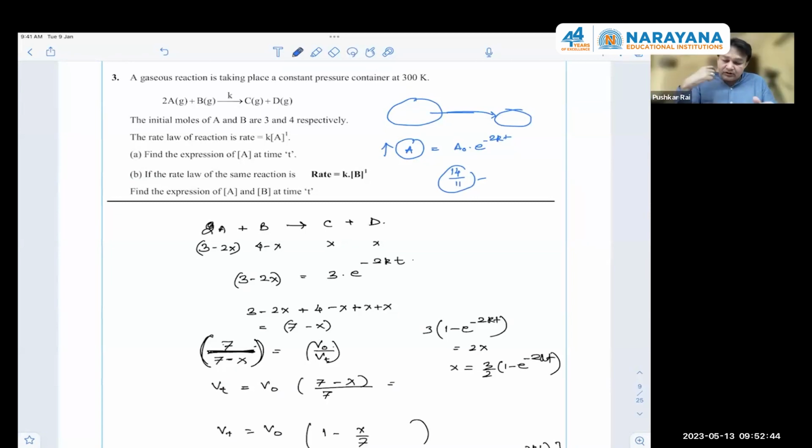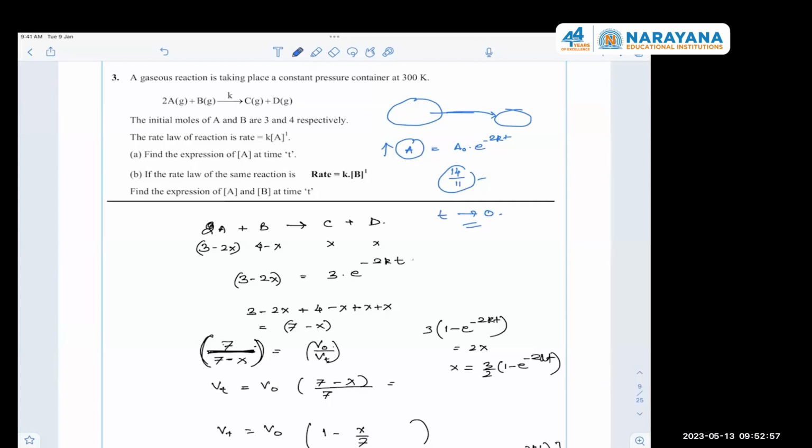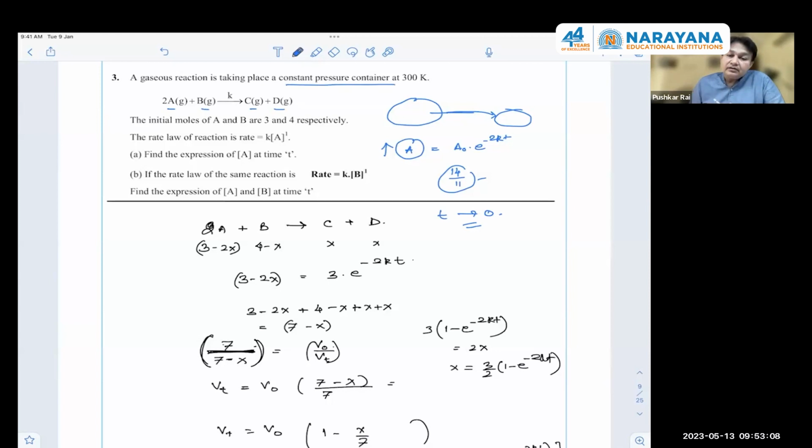Once again, I tell you, the significance is this: when t tends to infinity, this reaction is towards completion. Towards completion, the volume is contracting. How did we say this volume is contracting? Because 2A plus B is changing into C plus D, and the gaseous reaction is taking place in a constant pressure container. So when the moles become lesser and lesser, then this piston will come down.